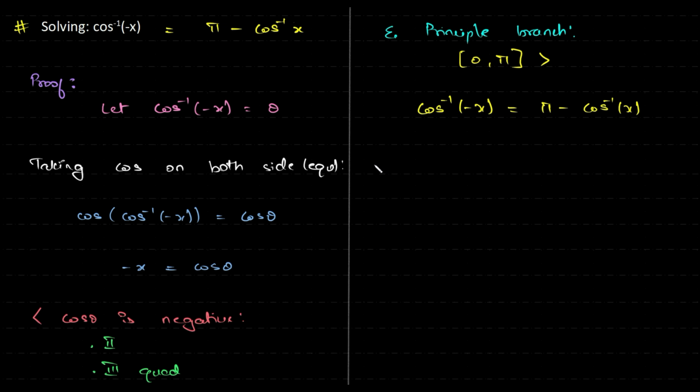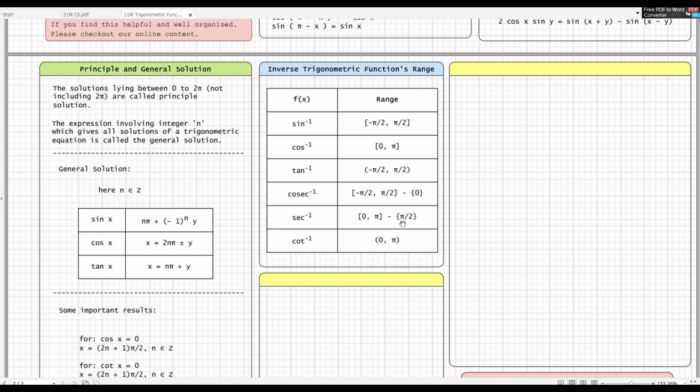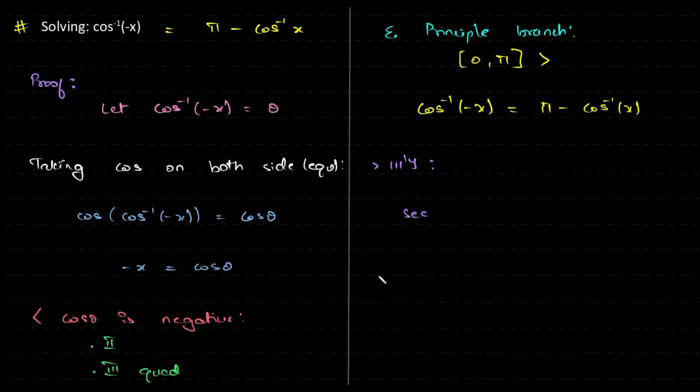Okay, so we have a similar set of reasoning to talk about secant, as you can see, and also cot. Secant inverse of a negative of an angle, we can get it by pi minus secant inverse of x. And then we have cot inverse of minus x, which is pi minus cot inverse of x.